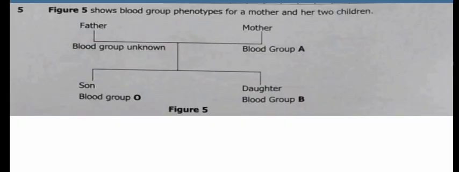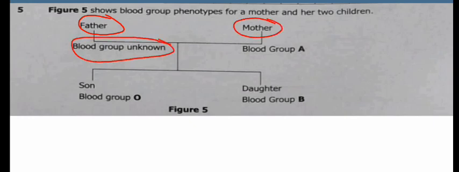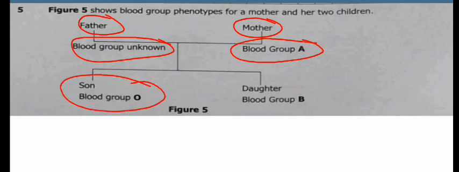So for this question, you need to pay attention. Pay much attention. It is saying figure 5. It is saying figure 5 shows blood group phenotypes for a mother and her 2 children. So here we have the father who is having blood group which is unknown. The mother who is having blood group A. Then the offsprings. Here we have a son who is blood group O. The daughter who is having blood group B.